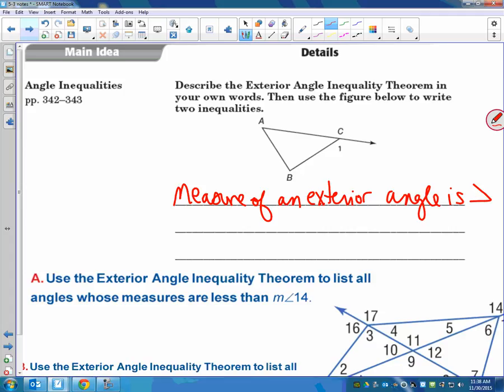The measure of angle 1 is greater than the other. You're confusing that angle 1 is greater than A and B. So it's greater than these other two angles. Angle A. Should I say angle A?